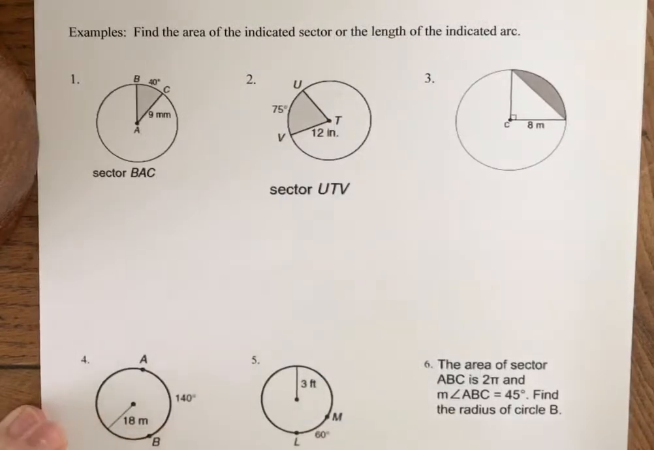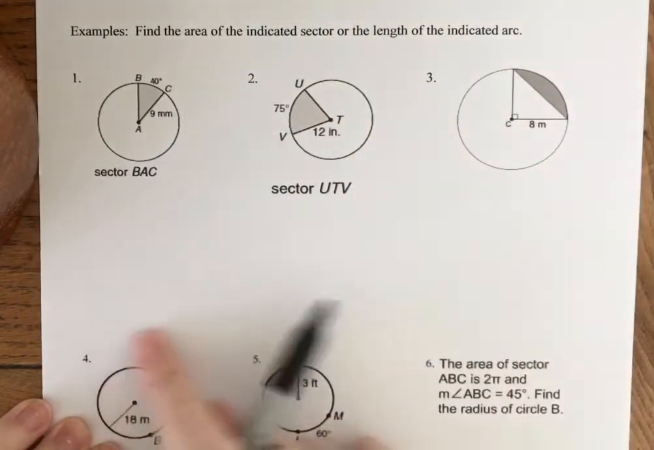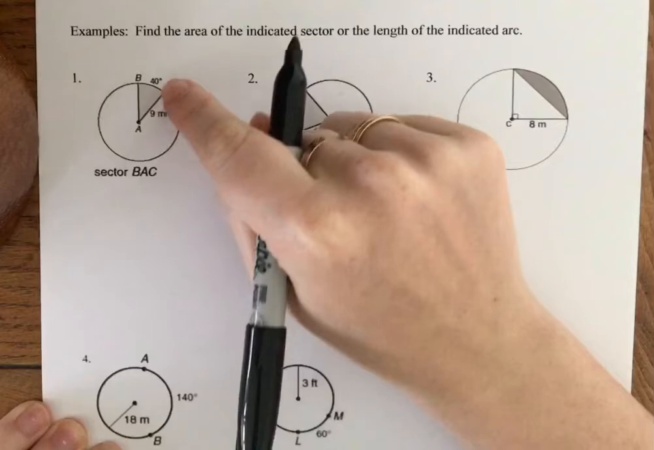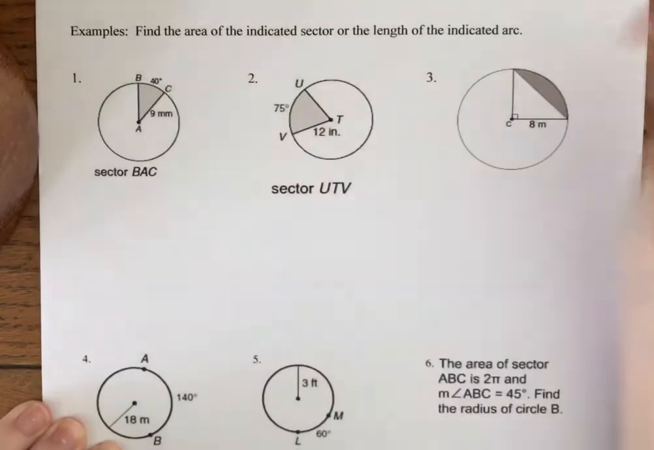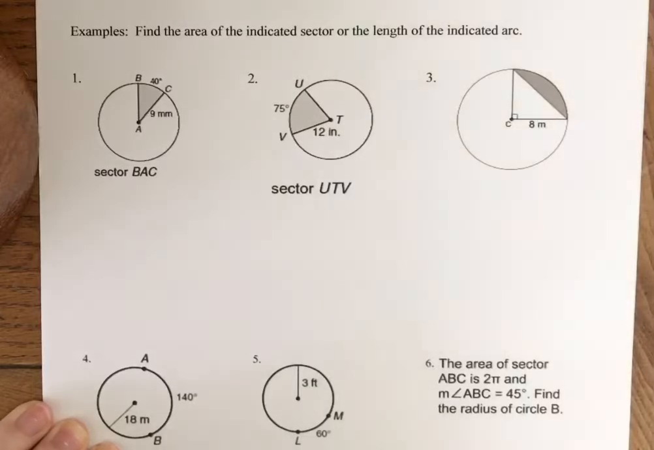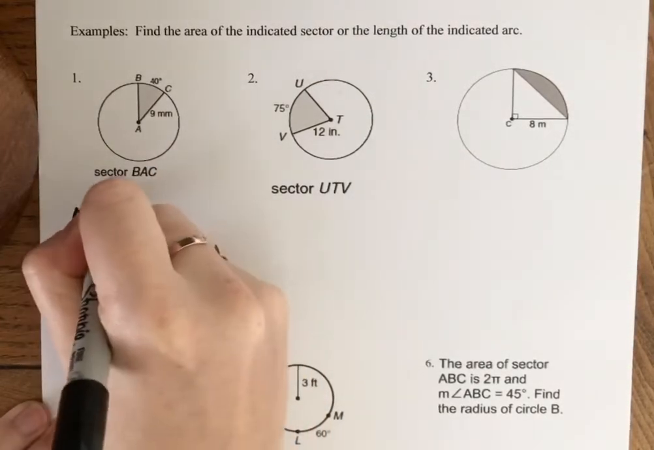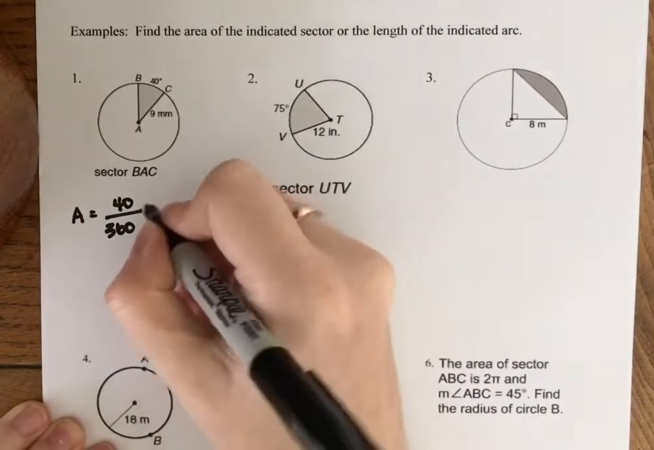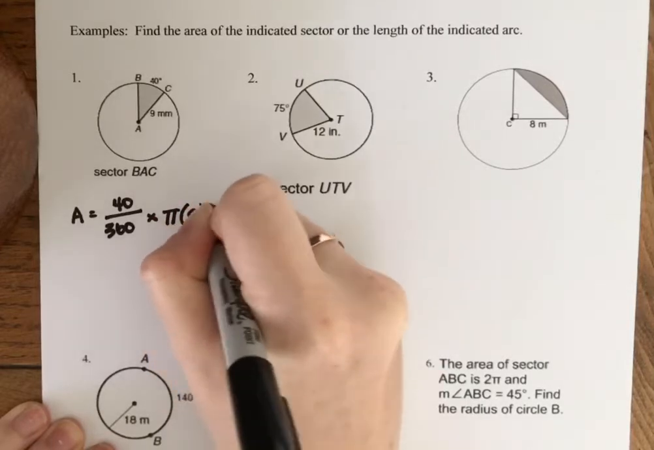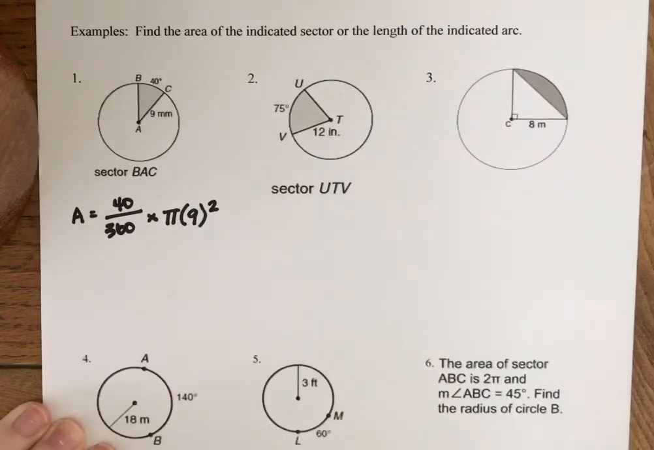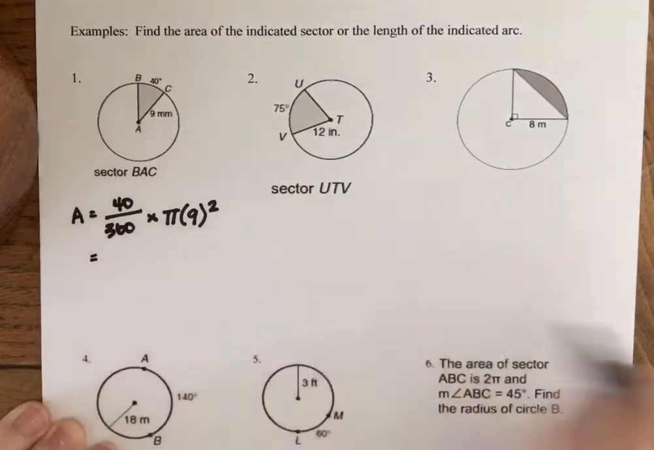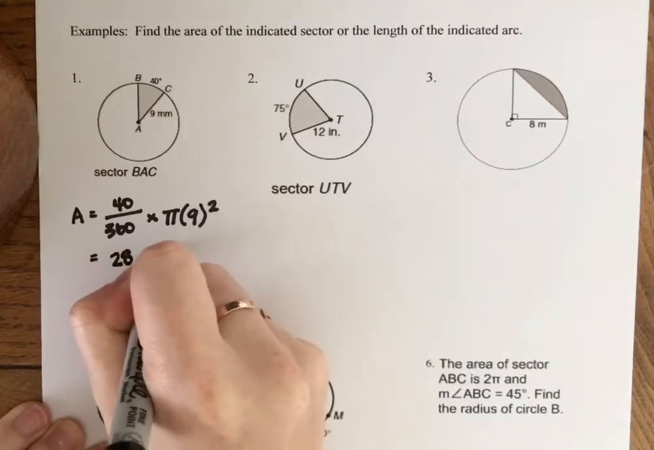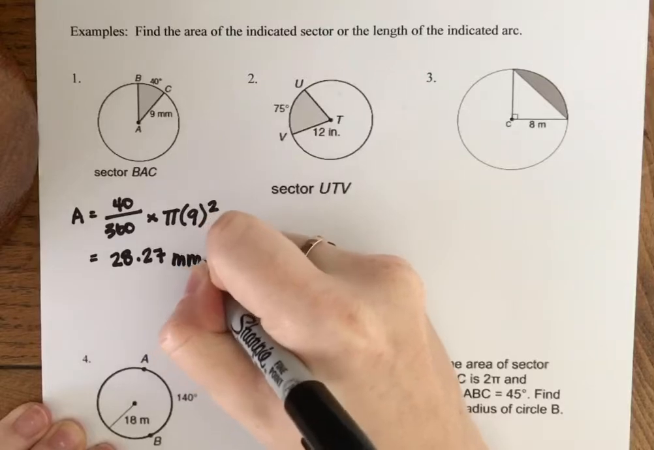For my examples, we're either going to find the sector area or the arc length. Starting with number 1, we are finding the area of sector BAC. Now, the angle's out here. Remember, that's the same as the central angle, so it doesn't matter where it shows. For my sector area, the formula is degrees over 360 times pi r squared, so pi times 9 squared. Plugging that into our calculator and rounding to the nearest hundredth, I got 28.27, and our units are millimeters.